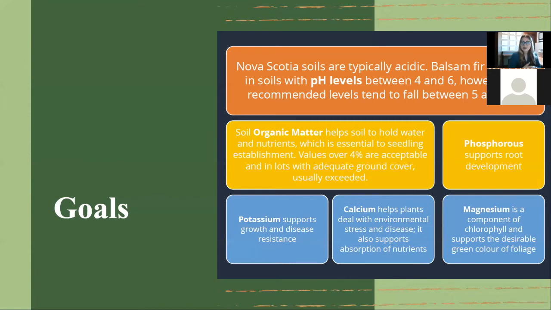Potassium, that one is a little bit cyclic, so it goes into the other nutrients as well. Potassium supports growth, so it's required for growth in anything green, really. So all plants need potassium for growth, and it also helps Christmas trees out with disease resistance, so that's an important one too. Calcium is what's helping you deal with stress, has a little bit of help with disease, and it does support absorption of nutrients, and calcium is linked back to your pH levels, as is magnesium.